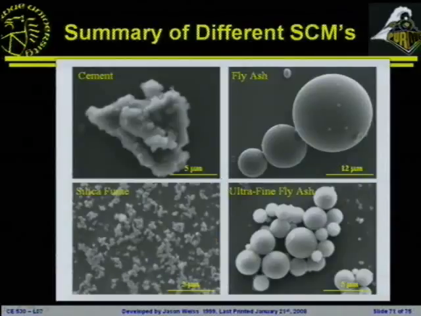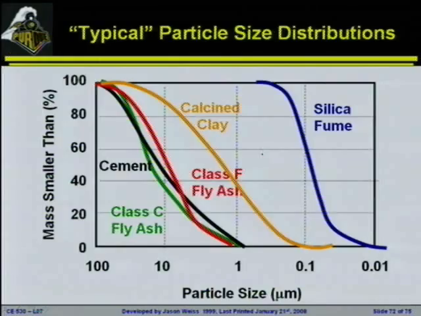So, summary of some of the differences. Remember, physically the big differences that we have, in addition to size: we have cement and slag that are going to be crushed, so they are going to have irregular shapes. They're going to have a lot of surface area. We have fly ash and silica fume, which tend to be more rounded. Silica fume is much smaller than fly ash. Fly ash is very similar in size to our Portland cement.